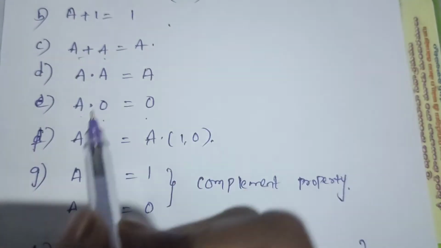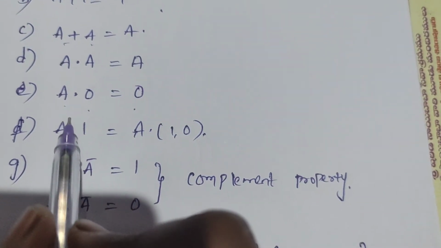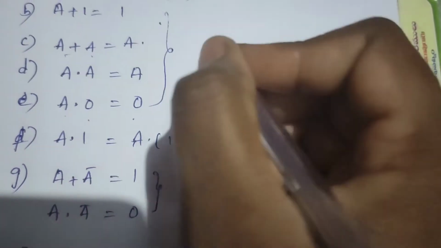And these four, a plus 1 equals to 1, a plus a is equal to a, a into a is equal to a, and a multiplied by 0 is equal to 0. These four come under the idempotency law.